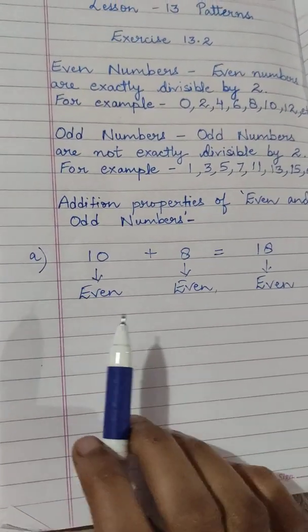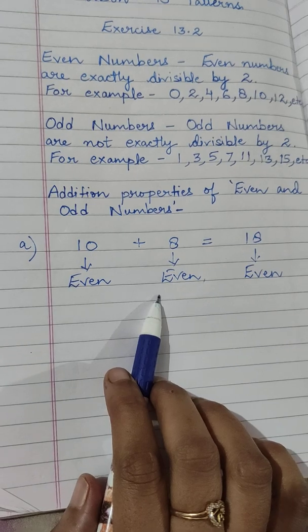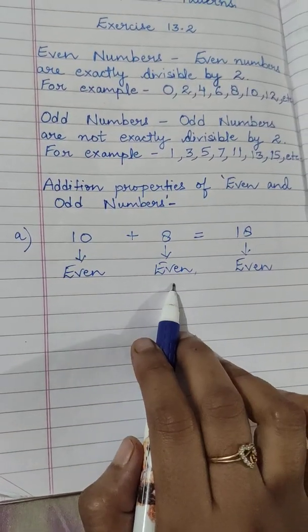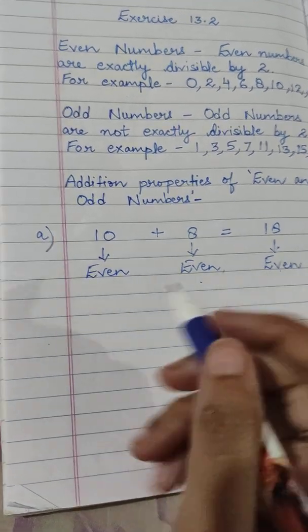So children, when we add two even numbers, we get the answer as an even number. The sum of two even numbers is an even number.